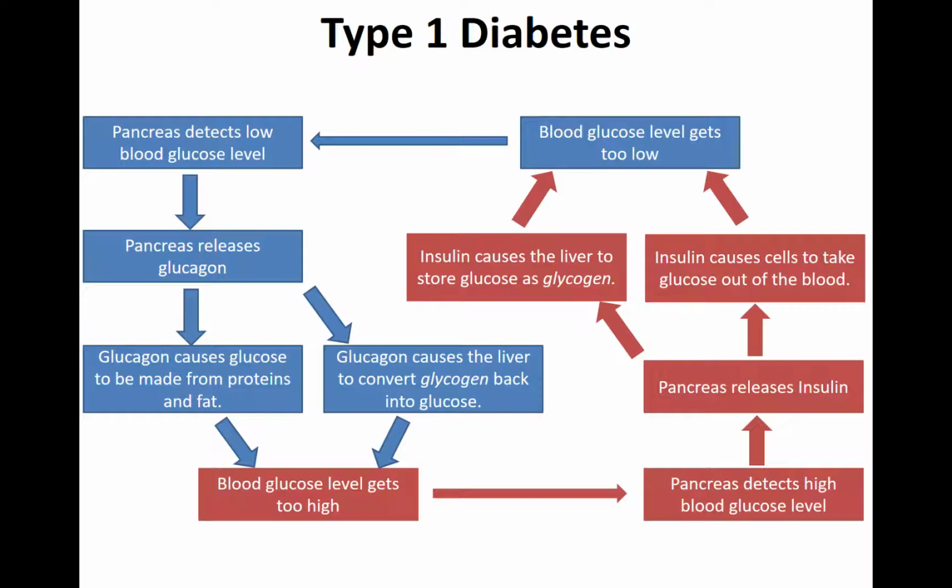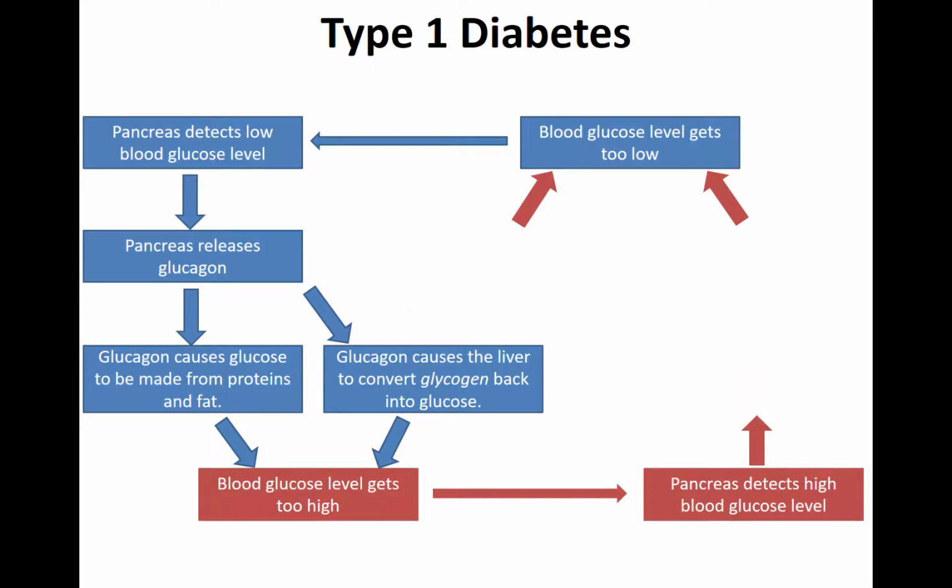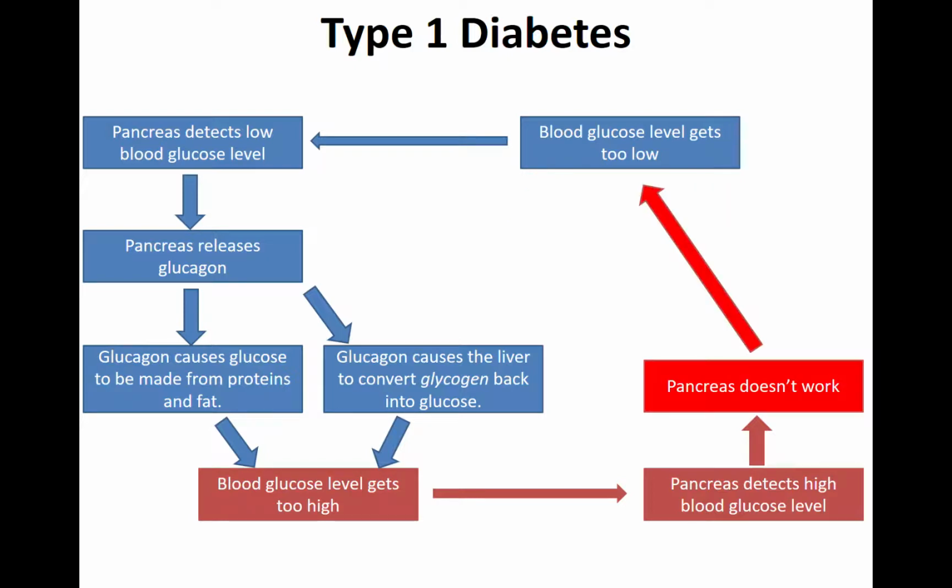However, when somebody has type 1 diabetes, the pancreas cannot detect or does not produce insulin. In this case, that means the pancreas doesn't work, leading to a glucose level which keeps getting higher and higher. That means the cycle is broken. If the blood glucose level gets too high, that can cause severe damage to the capillaries, causing eventual amputation and potentially death.